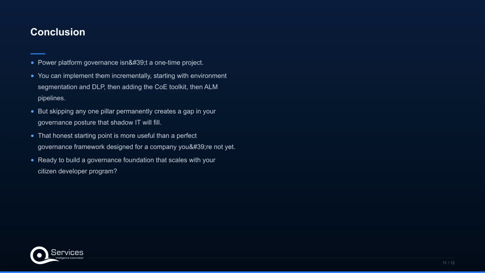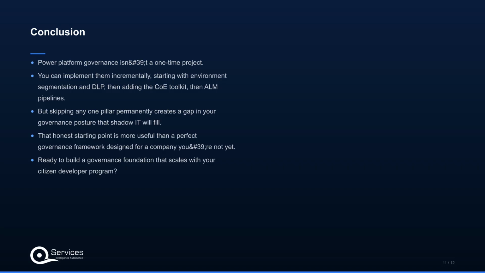Let's talk about now. Conclusion. Power Platform governance isn't a one-time project. It's an ongoing capability: policies that need updating as Microsoft releases new connectors, a COE team that needs to stay engaged as maker adoption grows across the organization, and monitoring flows that need adjustment as your business processes evolve. The 6 pillars covered here are interdependent by design. You can implement them incrementally, starting with environment segmentation and DLP, then adding the COE toolkit, then ALM pipelines. But skipping any one pillar permanently creates a gap in your governance posture that Shadow IT will fill.